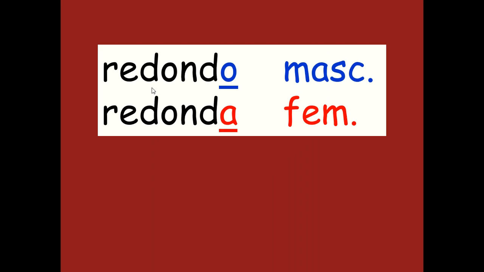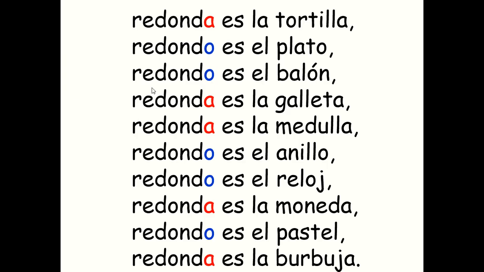We saw then that there are two possible forms, redondo and redonda. We use redondo to describe something that's masculine, but we have to change the o to an a and use redonda to describe a noun that is feminine. We also then looked at some other things that were round and worked out by using the dictionary whether we needed redondo, the masculine version, or redonda, the feminine version. And here's the poem that we wrote together with the different forms of the adjectives to suit the different nouns.